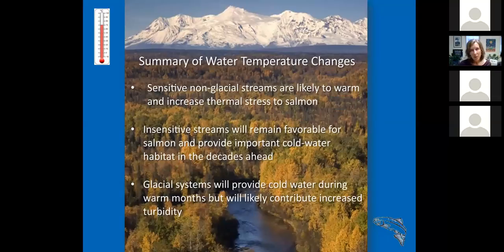And then glacial systems, as I mentioned, should remain quite cold for the near future, at least until they lose that glacial coverage. But as they increase all of that extra water in the summertime, they will be adding a lot of turbidity to those systems. In many cases, there are a lot of clear water tributaries that the fish can still use to avoid that, but it is something to think about, that as glaciers change, it's not all about temperature. There will be a turbidity impact in those systems also. Okay, next slide, please.